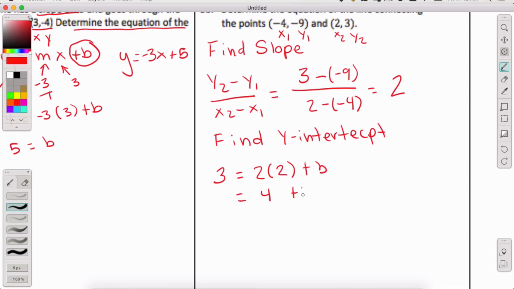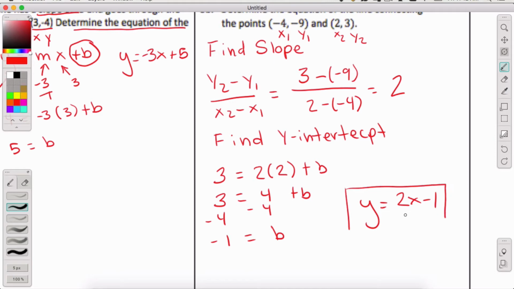It gives me 4, minus 4 on either side. You get -1 = b. So my equation is y = 2x - 1. There you go. All right, moving on to 3c.